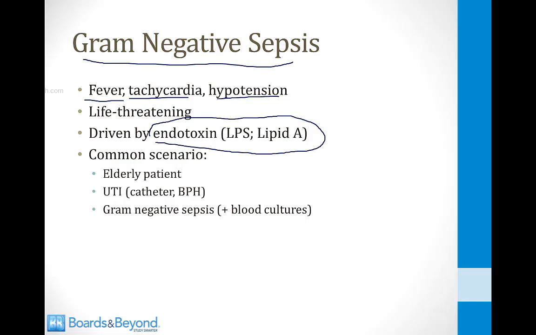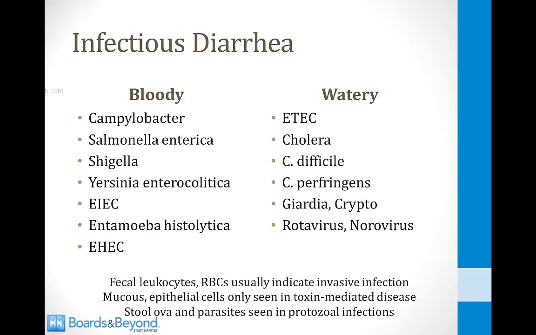And some common scenarios are an elderly patient who has a urinary tract infection. Maybe they had a catheter inserted in the hospital, or maybe they have prostatic hypertrophy so that they have poor urine flow, and then they develop gram-negative sepsis with blood cultures showing gram-negative bacteremia. This is often from a UTI that's gotten into the bloodstream, and it's often from E. coli. This is a good point to stop and summarize a few points about infectious diarrhea.